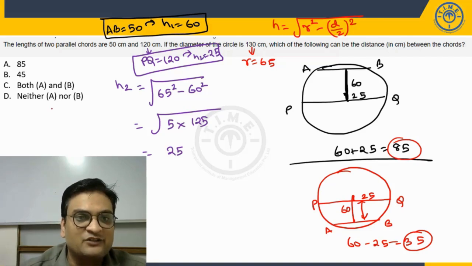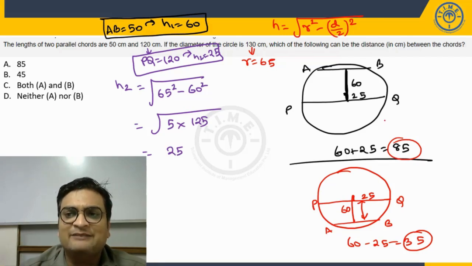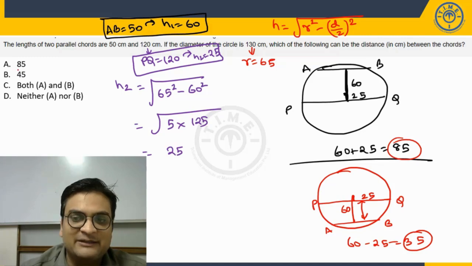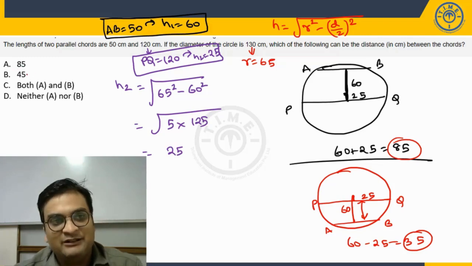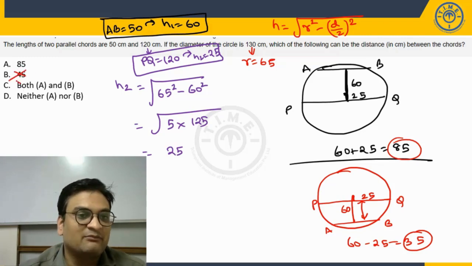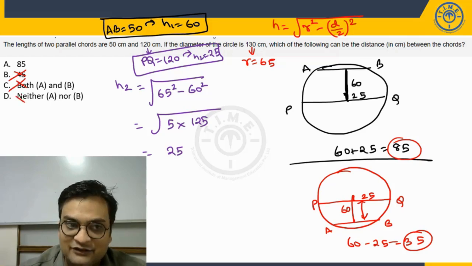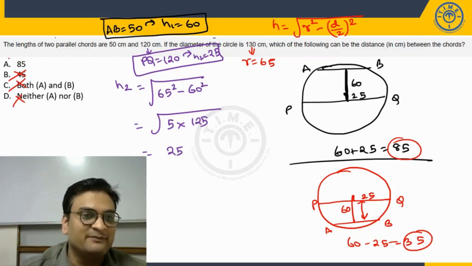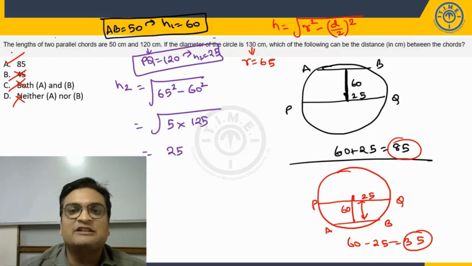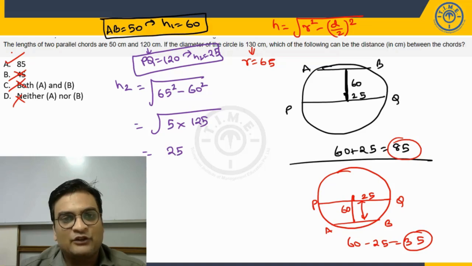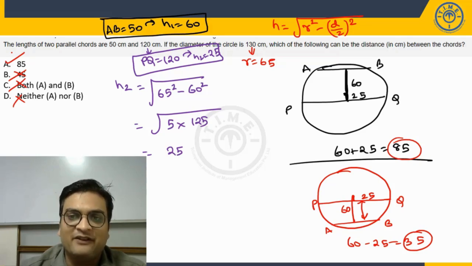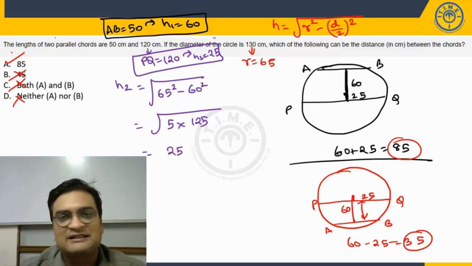Now let's look at the option choices. Which of the following can be the distance between the two chords? It can be either 85 or 35, but not 45. Thus, both is also not possible, and neither is also not possible because, of course, 85 is one of the possible answers. So the correct option choice will be option A for this question. I hope we are clear with the concept that we have used here, and the problem in itself.